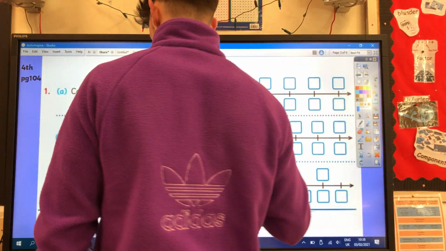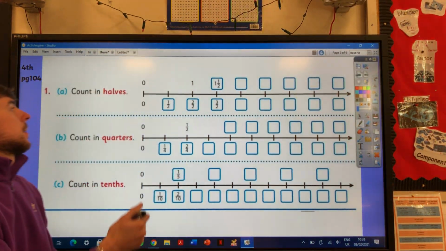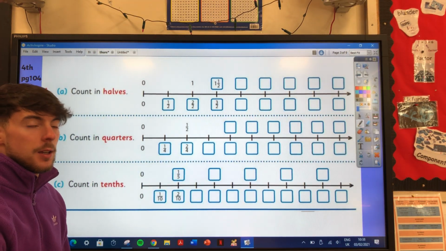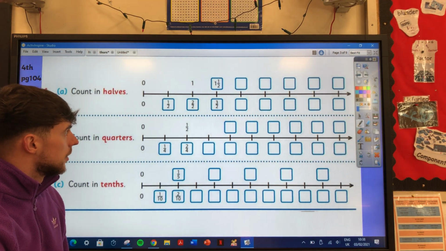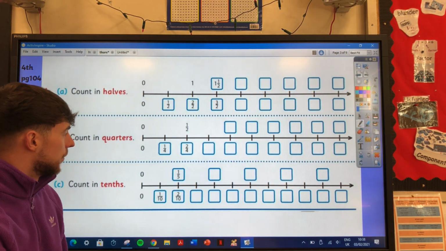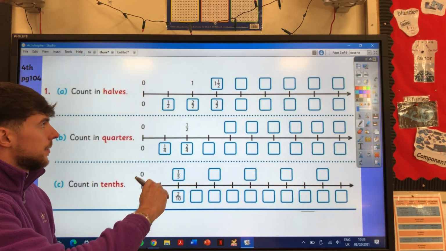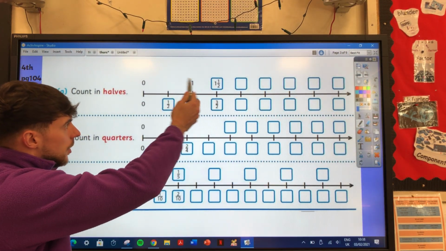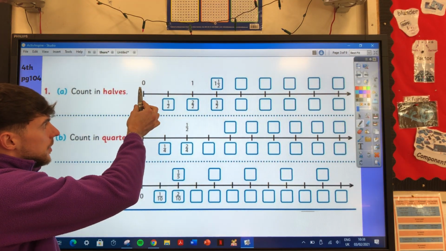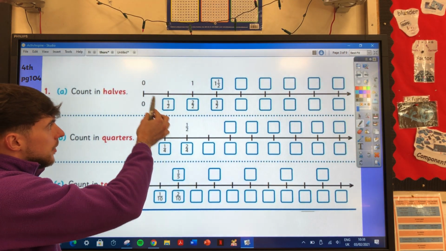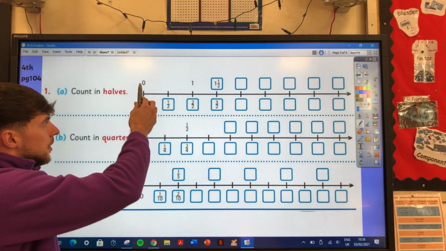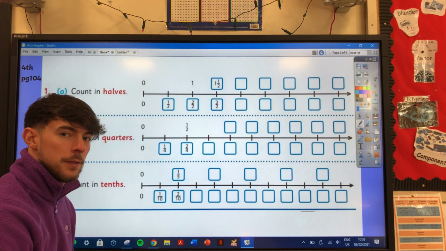Okay, fourth class, open up page 104 on your Busy Maths. So here we're counting up in halves in the first one, right? So I'm going to put this on the portfolio because it'll make it a little bit easier for you, right? So you have 1 and 1/2 up here. We're counting up in halves again. So we have 0, a half, 1, or 0 and 2 halves, 0 and 1/2.